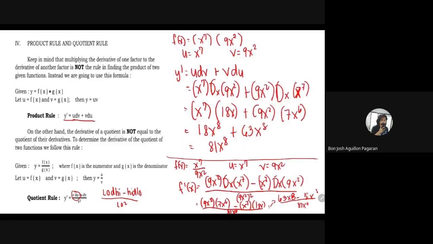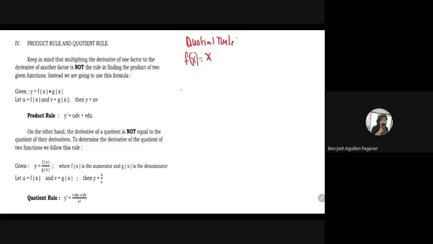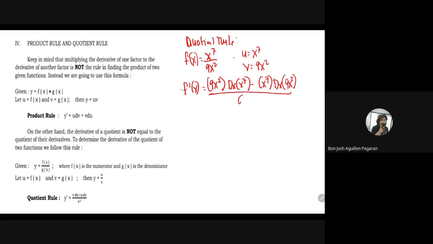Okay, again. Ang ating problem ay x to the 7th power over 9x squared. So we have here, our u is x to the 7, our v is 9x squared. So f prime of x, we have, our v is 9x squared multiplied by the derivative of the numerator minus the numerator multiplied by the derivative of the denominator all over v squared, that's 9x squared.